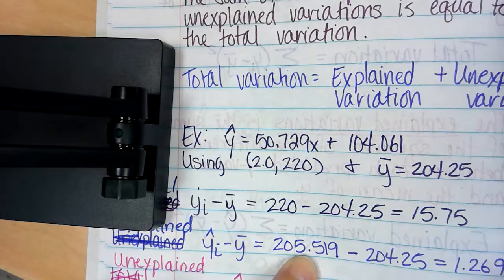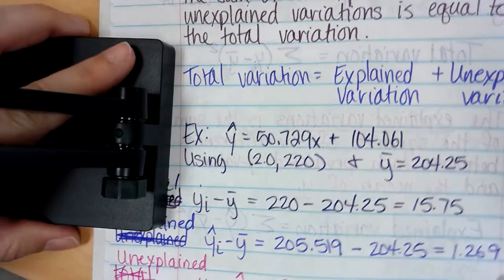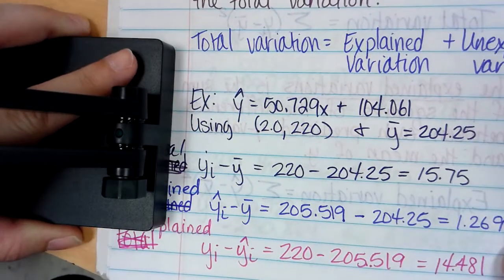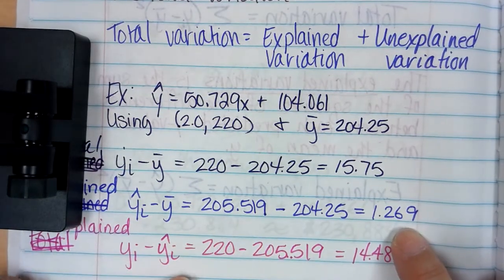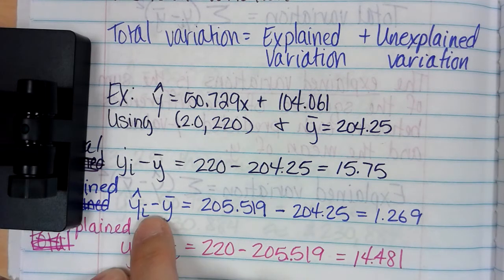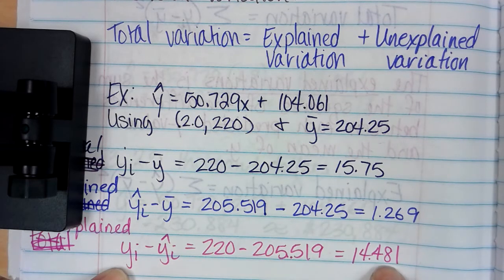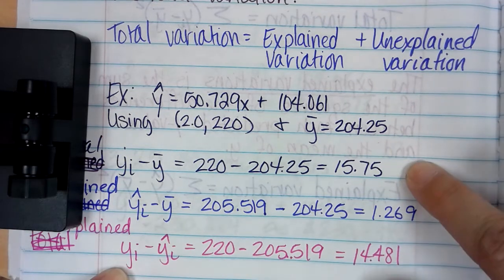So 205.519 minus the mean gives us 1.269. So the explained difference from that y hat is 1.269. The unexplained takes the original y minus what the prediction was, 205.519, and that gives us 14.481. So what this says is that there's a variation of 15.75.